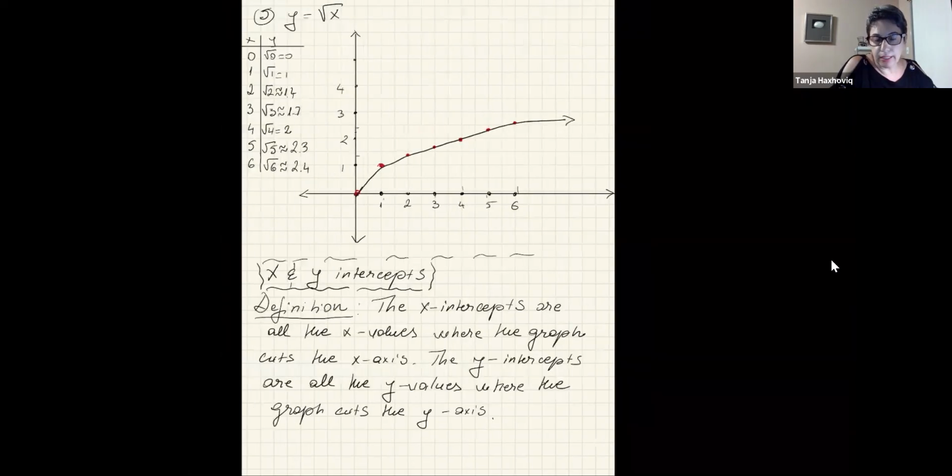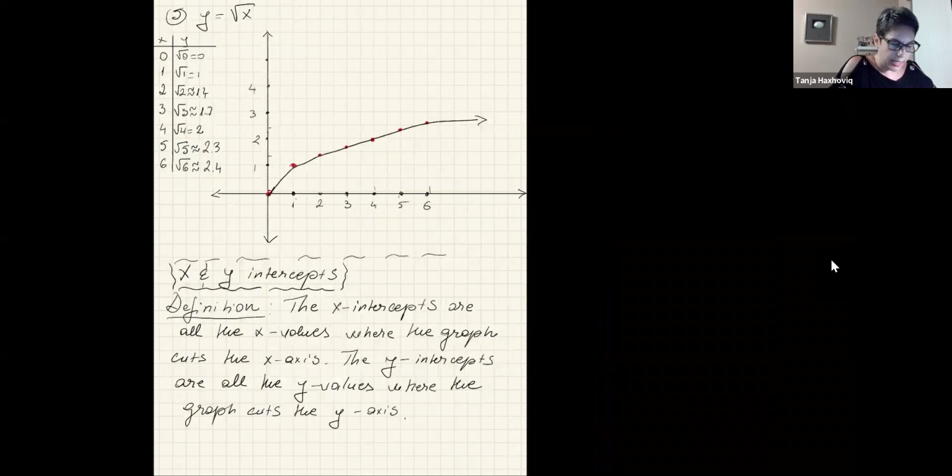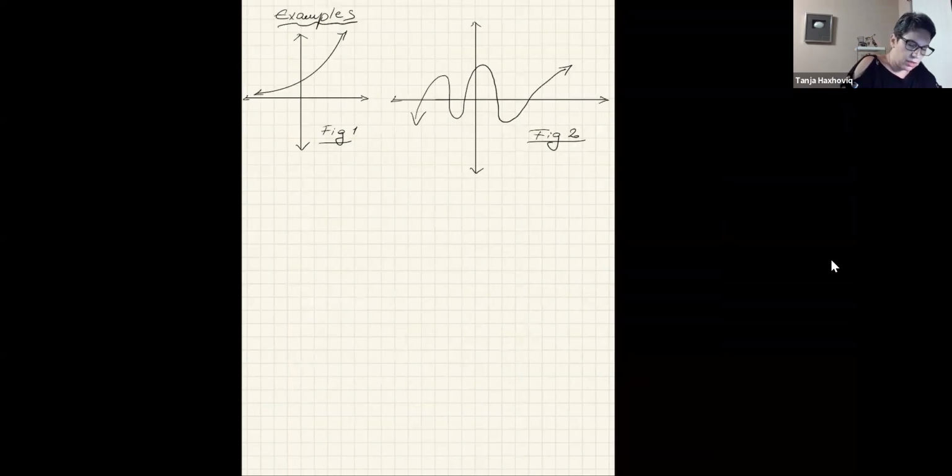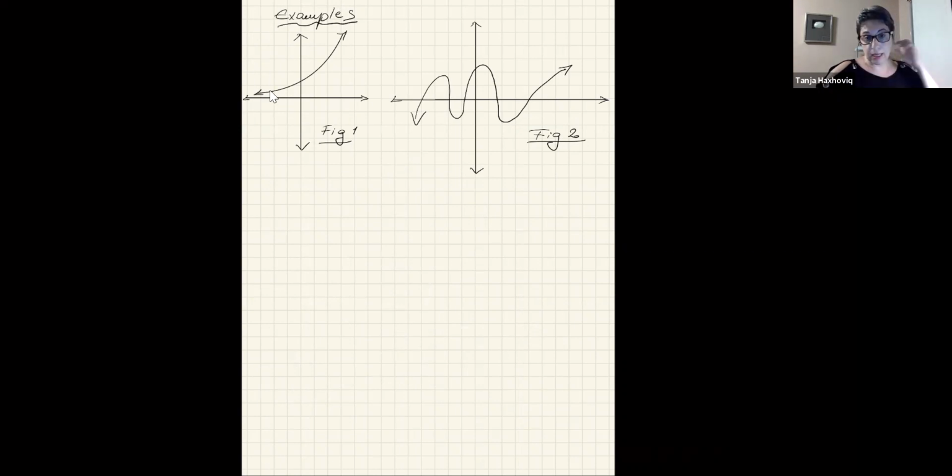As the definition indicates, the x-intercepts are the points where the graph cuts the x-axis, and maybe more than one, and the y-intercepts are the points where the graph cuts the y-axis. By the way, this arrow here indicates that this line goes to infinity and gets very, very close to the x-axis, but it doesn't necessarily touch it. We'll talk more in detail about this phenomenon a little later in the course.